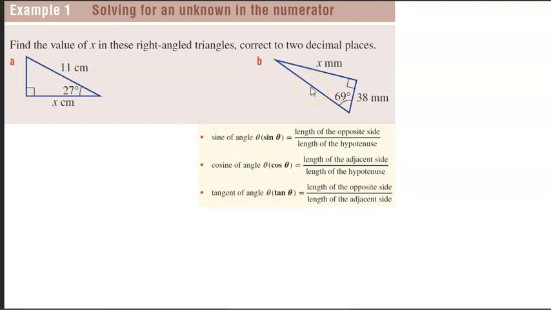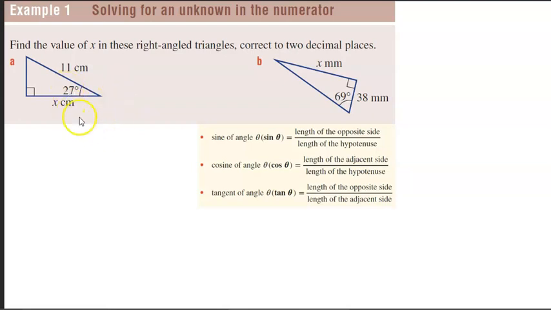There are 2 different types of examples that you are going to see: when the unknown is on the bottom and when the unknown is on the top. We'll look into these 2 examples, and this is when solving for an unknown when it's in the numerator position, when it's on the top. Let's see what we mean. Right now we're going to find the value of x in these right angle triangles correct to 2 decimal places. You will need your scientific calculator for this type of question.